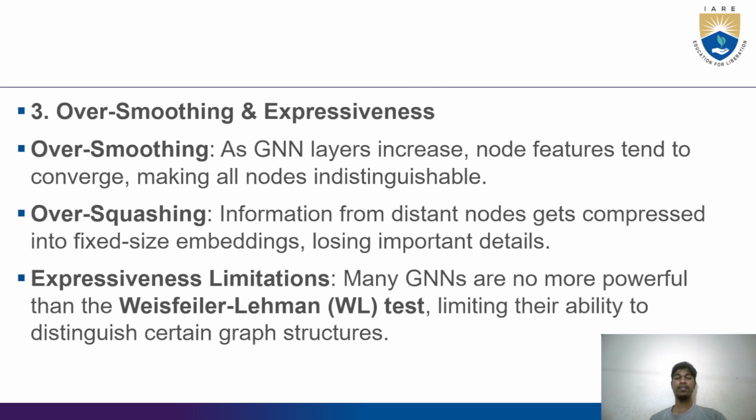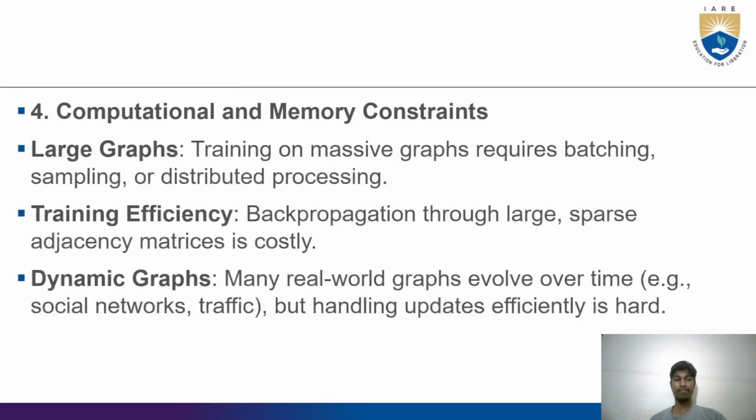Over-smoothing and expressiveness. As graph neural network layers increase, node features tend to converge, making all nodes indistinguishable. Information from distant nodes gets compressed into fixed-size embeddings, losing important details. Computational and memory constraints. Training on massive graphs requires batching, distributed processing, and so on. Dynamic graphs: real-world graphs evolve over time, but handling updates efficiently is hard.